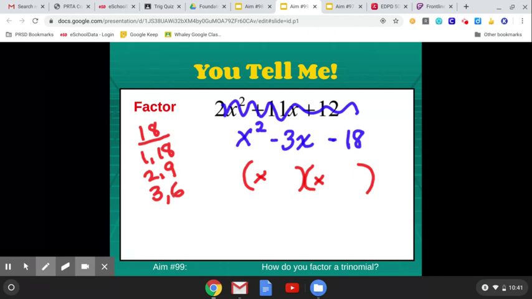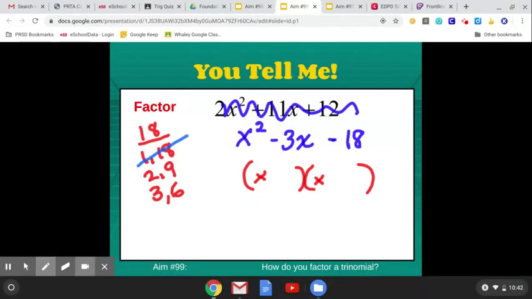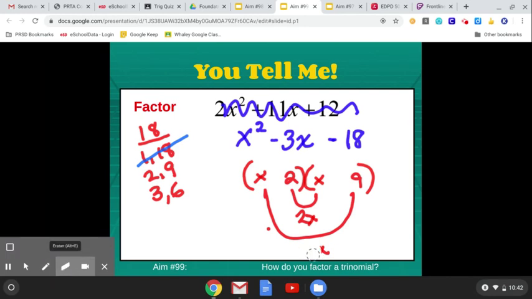That's it. Now, I can start to look at those and realize there is no way that 1 and 18 could ever give me negative 3. So that's not going to work. There's no way 2 and 9, if I add them or subtract them, could give me negative 3 either. So I don't think that's going to be it. But let's try it anyway, just to show you. If I put 2 here and 9 here, 2x, smiley, 9x. Nope, 2x and 9x can't give me negative 3x. Not going to work, but we already knew that.